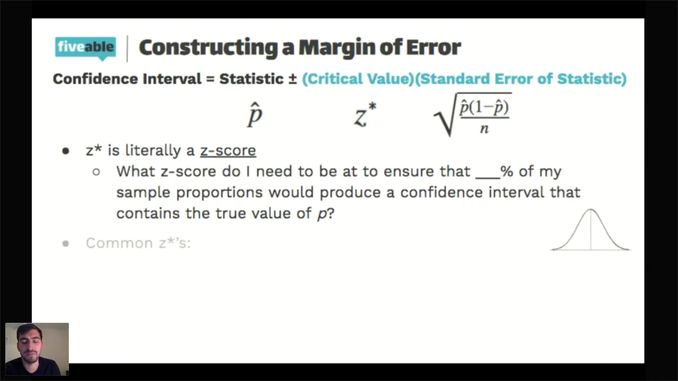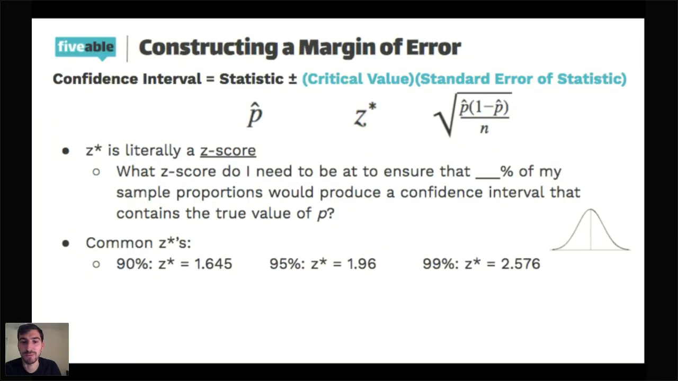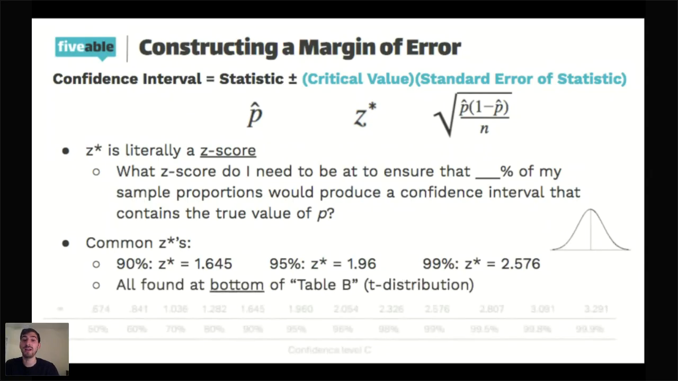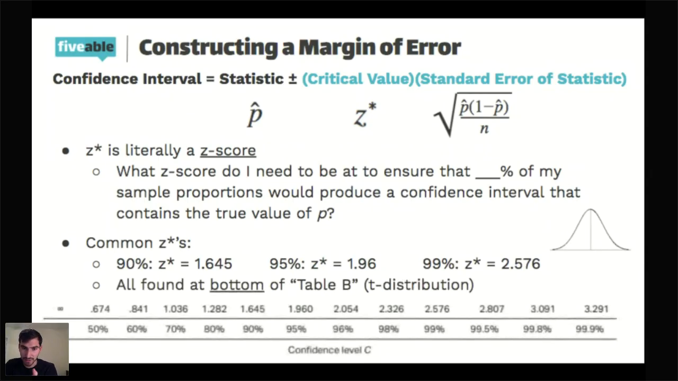Long story short, you should memorize these three numbers: 1.645, 1.96, 2.576. You're probably using them enough anyway that you've seen them enough times and gotten used to them. But if you're ever unsure of what a z-star is, you go to table B in the back of the AP Stats exam. It's called the t-distribution. We'll talk about t-stars next week when we do confidence intervals for mean. And you can see at the bottom, it has a bunch of confidence levels listed and a bunch of numbers right above those percentages. Those are called your critical values.